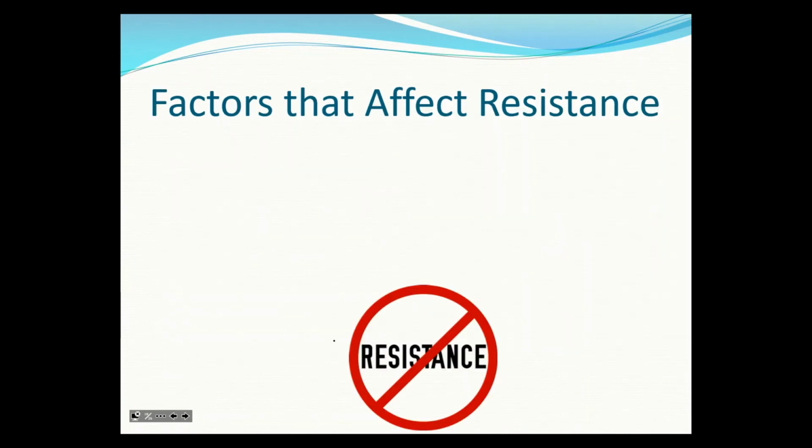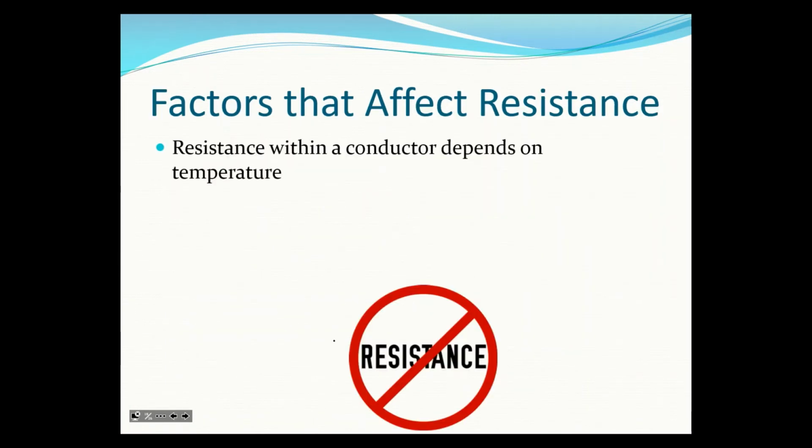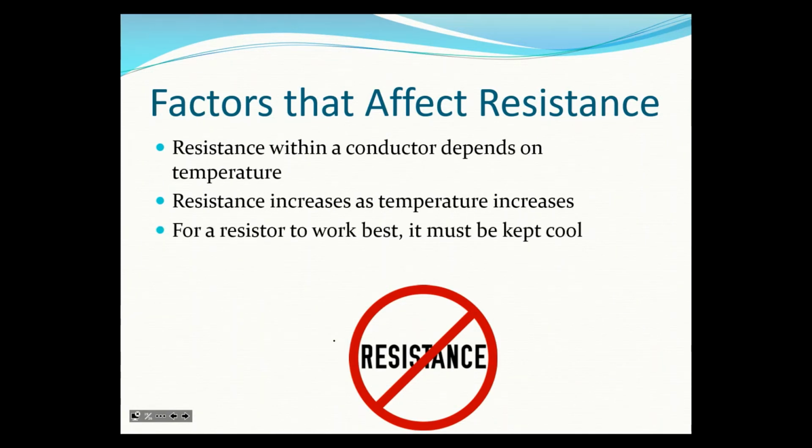So factors that affect resistance: the temperature affects it. So as temperature increases, so does your resistance, which is bad because resistance causes heat. So as it gets hotter, it increases the resistance, which increases the heat, which would make it hotter and hotter and hotter. And this is why your phone will shut off if it gets too hot, because it doesn't want it to overheat. So for resistors to work best, they have to be kept cool. That's why computers have fans and things on it.